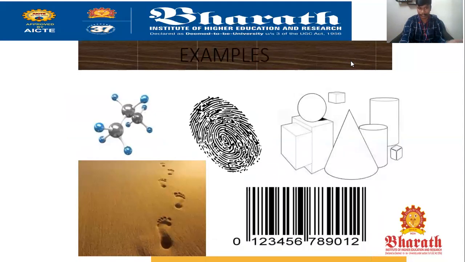Examples are DNA sequence, fingerprint, structure. For example, nowadays QR code for online transaction. Many ways the pattern has been set. For example, QR code for transaction in a specified QR code.